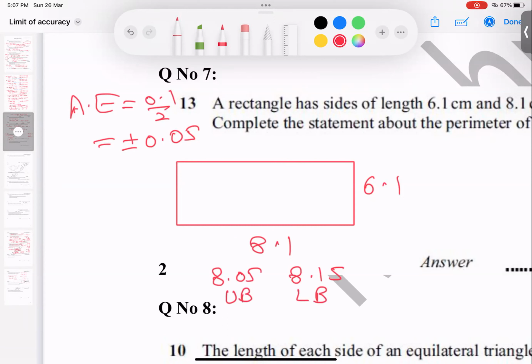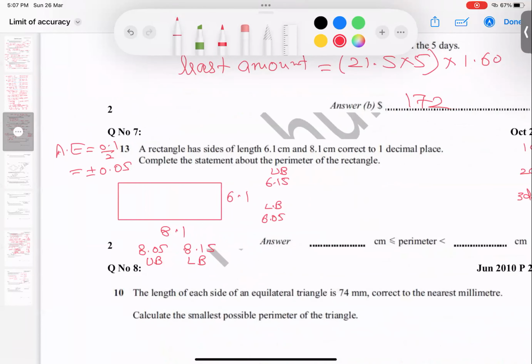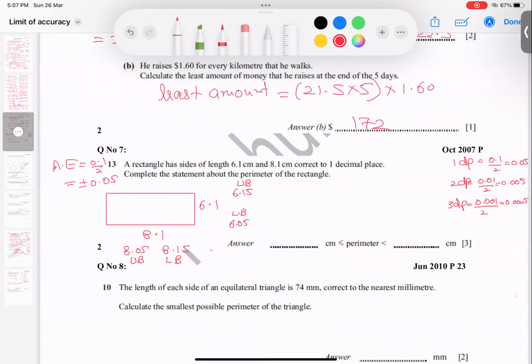Same way, 6.15 will give you the upper bound. This is the upper bound of the width. And in the same manner, I'm looking for the lower bound of the width. How to find it? 6.1 minus 0.05. From this, subtract this one, and I will get 6.05. I believe up till here you understood. Now I have all my parameters.